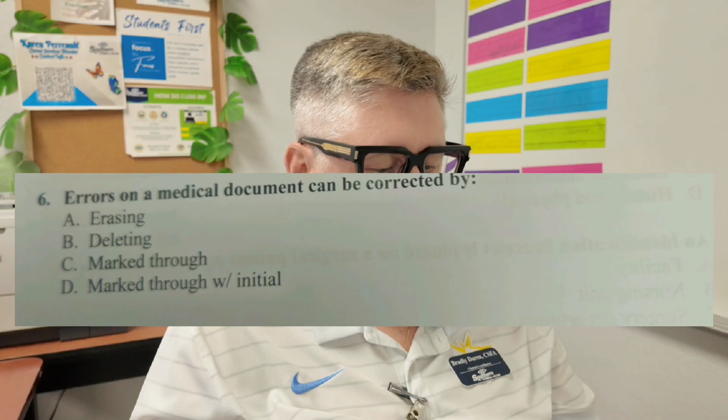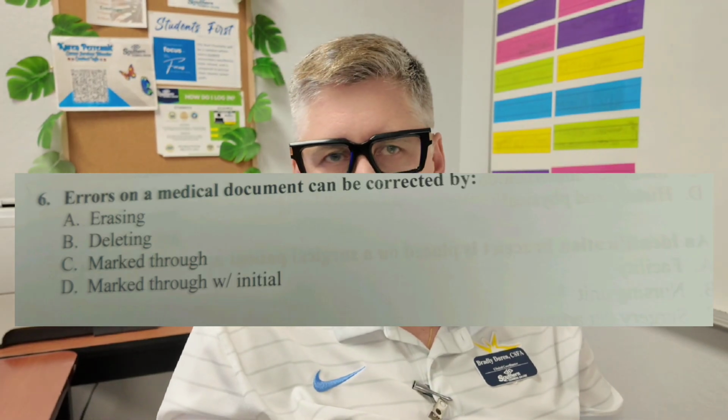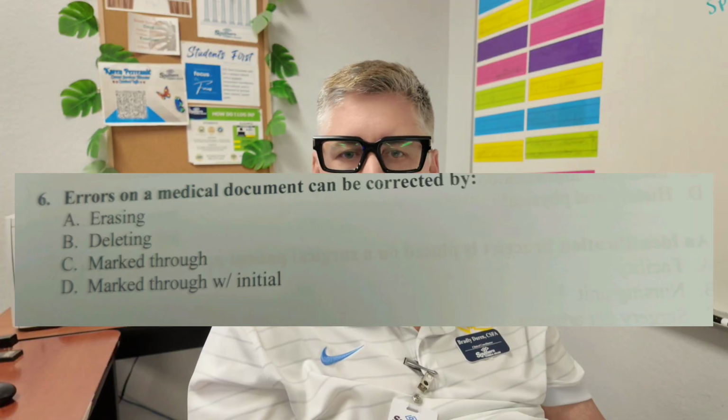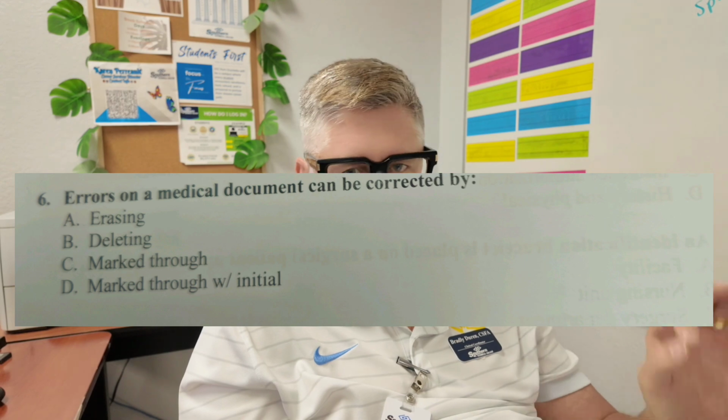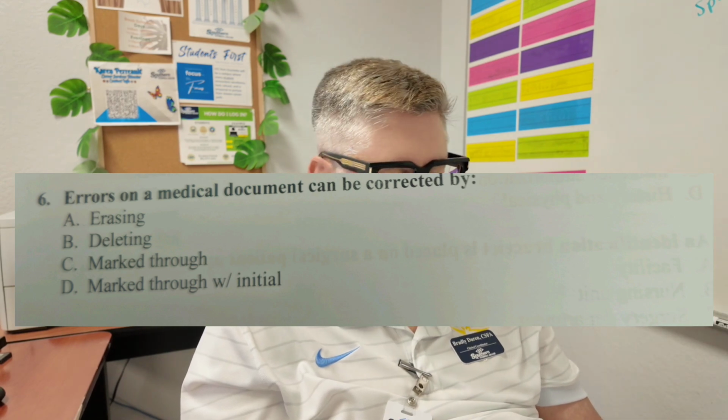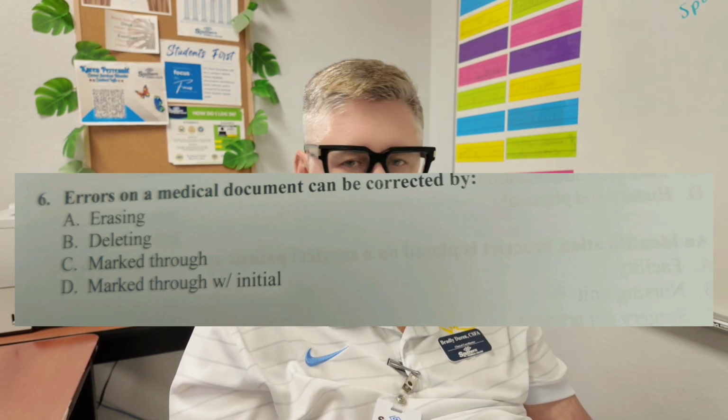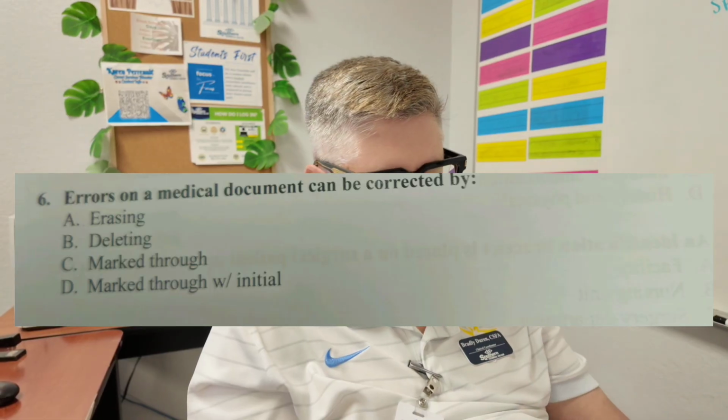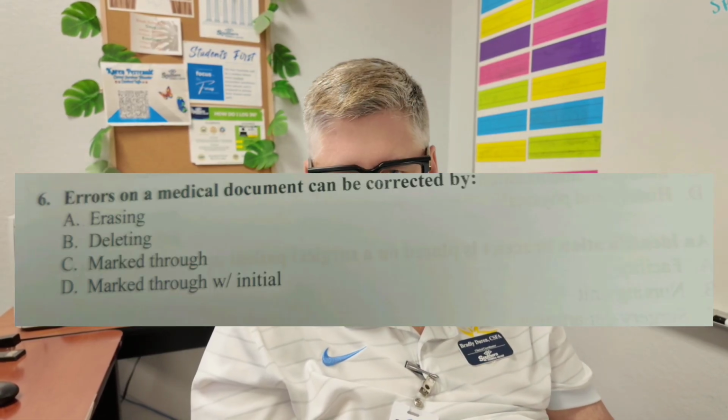In this case, we'll pull up question number 6 here. Errors on a medical document can be corrected by what? So when you sign legal documents, how can you correct that? Is it erasing it like it was never there, deleting it, Control-Alt-Delete, marking through it, or just crossing it out, or do we have to mark through it with an initial?